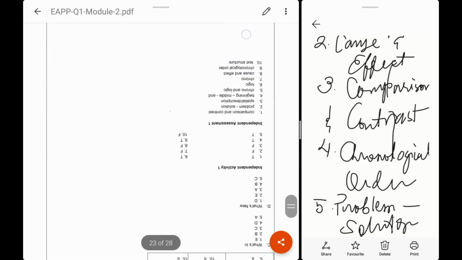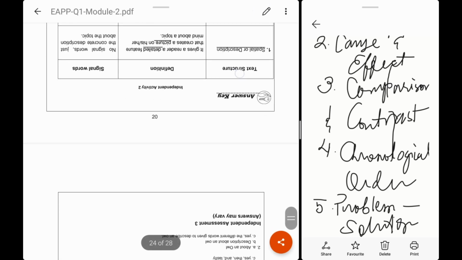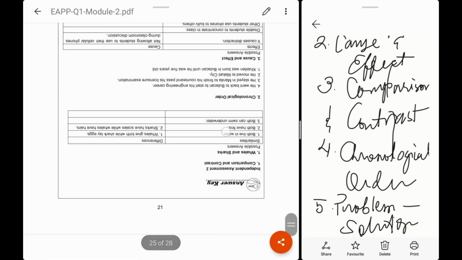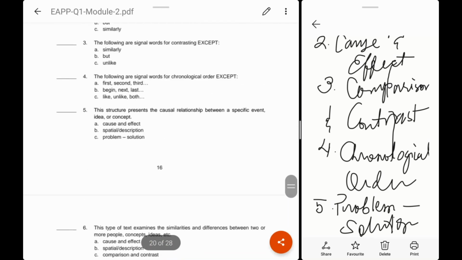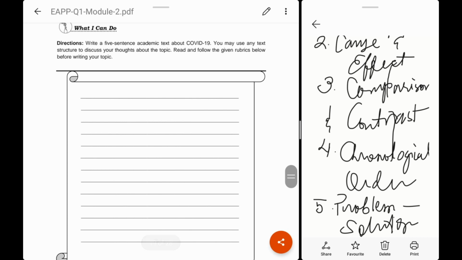Madali lang, di ba? Again, we have the answer key here, so check your own work. Please be honest. Again, all of these activities should be answered. But again, although all of them will be recorded, not all of them will be graded.